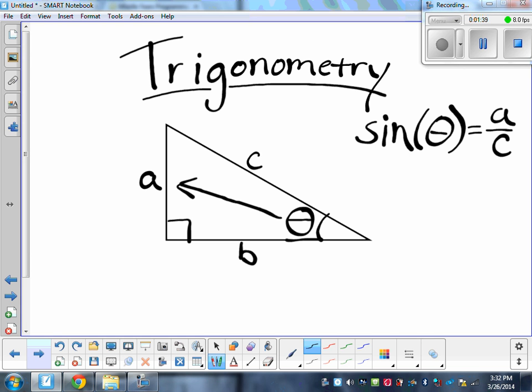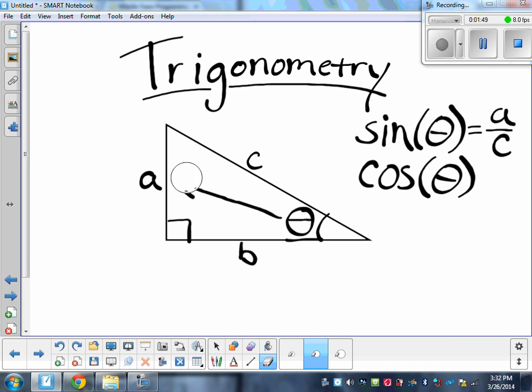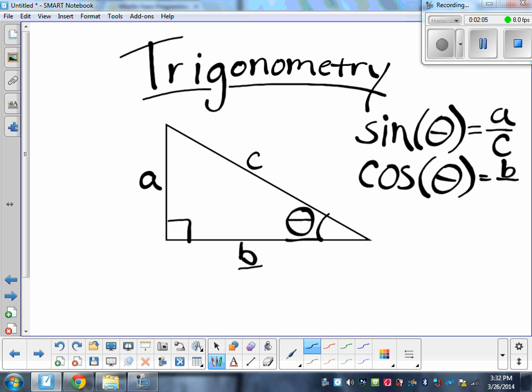For the cosine of angle theta, we want the ratio of the adjacent side over the hypotenuse. So we're no longer going to be looking at side A, which is opposite of angle theta, but instead are going to look at side B, which is adjacent or next to theta. So in this case, it's going to be side B, which is adjacent to theta, over side C, which is the hypotenuse.